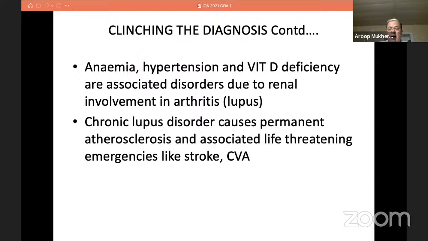Chronic lupus disorder causes permanent atherosclerosis and associated life-threatening emergencies like stroke and CVA. So arthritic patients, especially men, are highly vulnerable to cardiac emergencies like heart attack or strokes. Whenever I see an arthritic patient who has a sedentary lifestyle, who has been complaining of backache for a long time, and who has high blood pressure and dyslipidemia, I first send them for a TMT to my cardiologist associate so that an impending heart attack can be ruled out, in men especially. But women also suffer from it, though in lesser frequency.